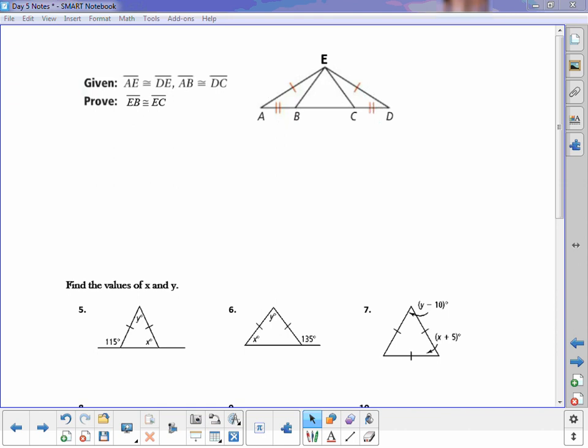Alright, go ahead and compare with your shoulder partner. Even if you're not finished, go ahead and work together. Compare what you've gotten so far, and then work together to finish it out.